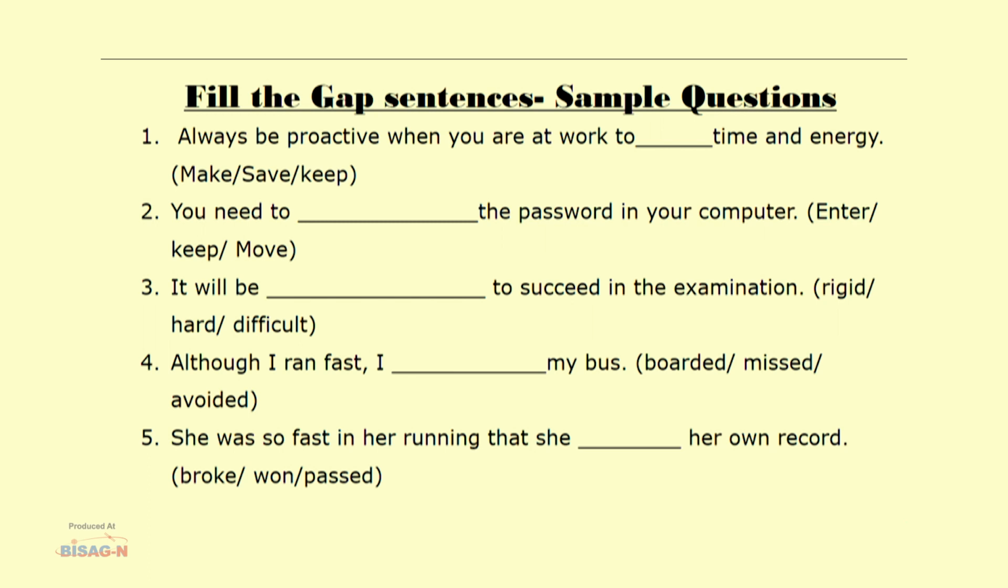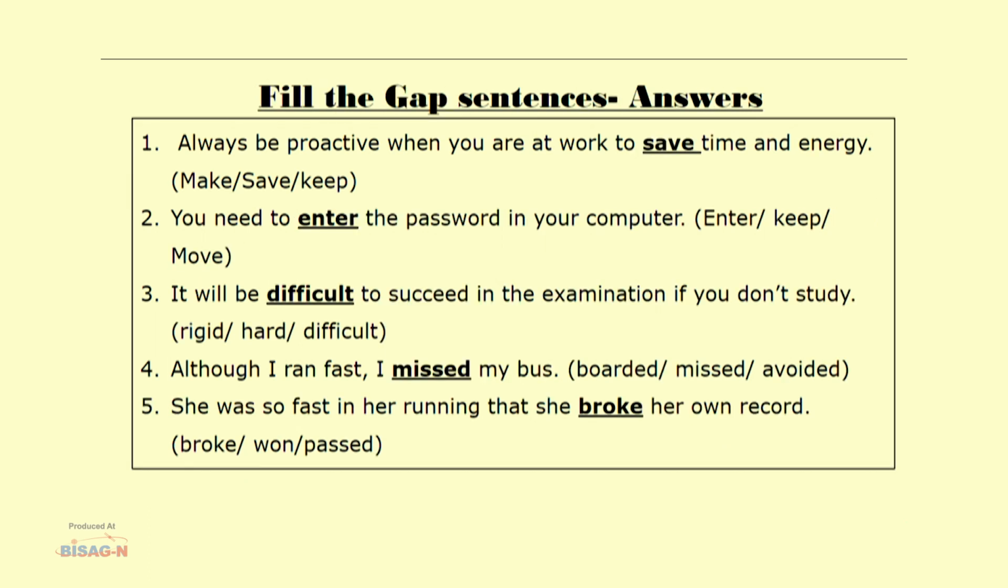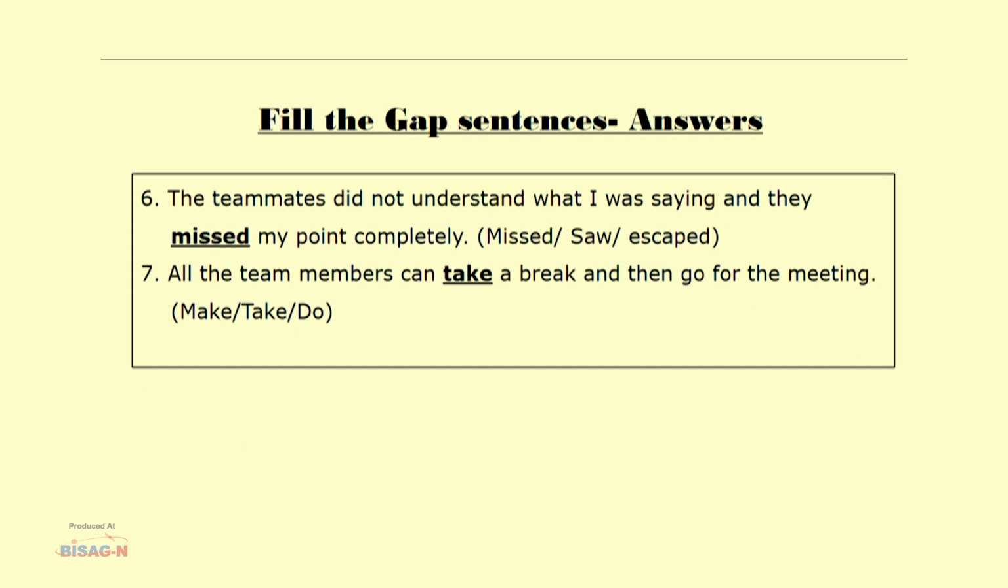Okay, let's look at the answers. So the third answer is, it will be difficult to succeed in the examination if you don't study. I'm sure you might have guessed it right by now. Although I ran fast, I missed my train or my bus. She was so fast in her running that she broke her own record. There are some other sentences. The teammates did not understand what I was saying and they missed my point completely. All the team members can take a break and then go for the meeting.